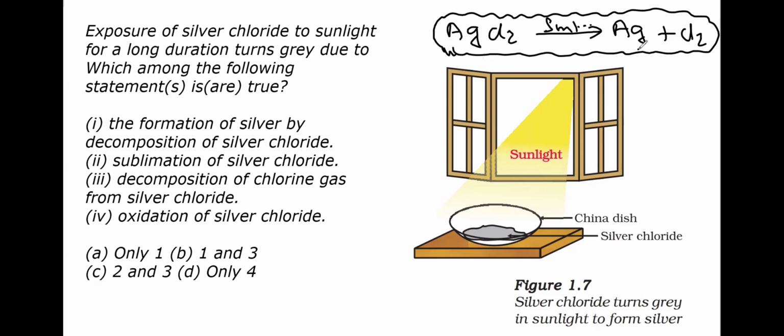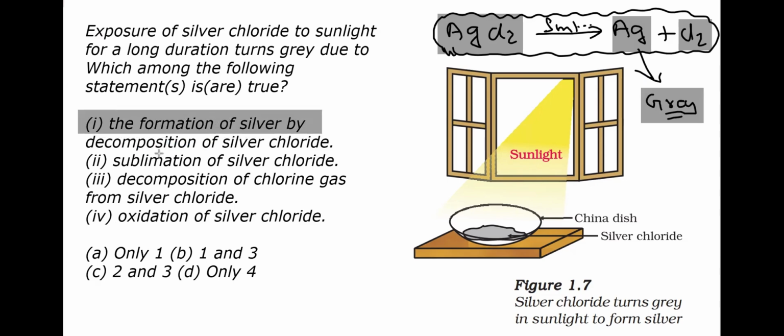So this is a decomposition reaction, and the primary reason, in fact the only reason, why it turns gray is that the color of silver is gray. That is the reason silver chloride turns gray, due to the formation of silver, or we can say due to decomposition of silver chloride into silver and chlorine. So the correct answer will be the formation of silver by decomposition of silver chloride. Only one is the correct option in that case.